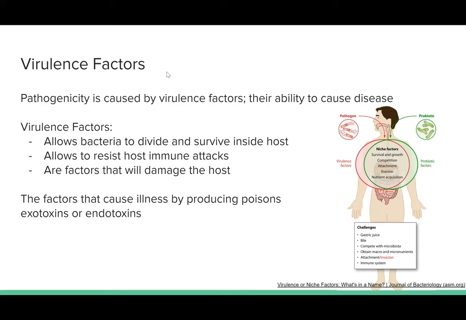So virulence factors are how the pathogenic bacteria will cause these diseases to occur. They allow bacteria to divide and survive inside the host. They allow the bacteria to resist the host immune attacks, and they also allow the bacteria to have the ability to damage their host. As said previously, each bacteria is going to have their own virulence factor, but each of them are going to be able to cause a type of illness by producing one of two toxins, either exotoxins or endotoxins. Next slide.